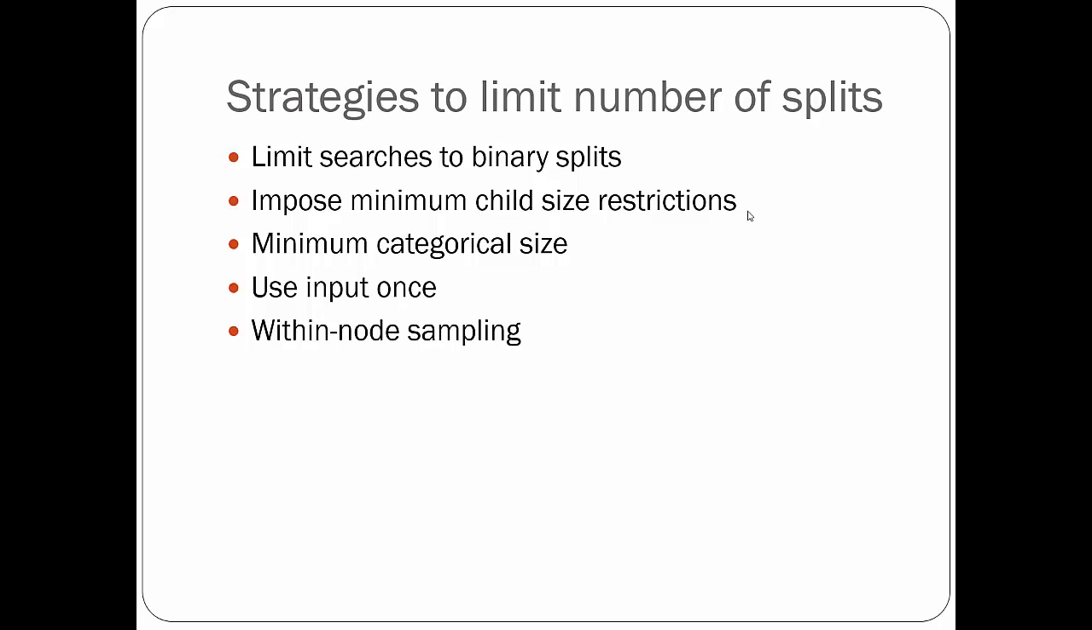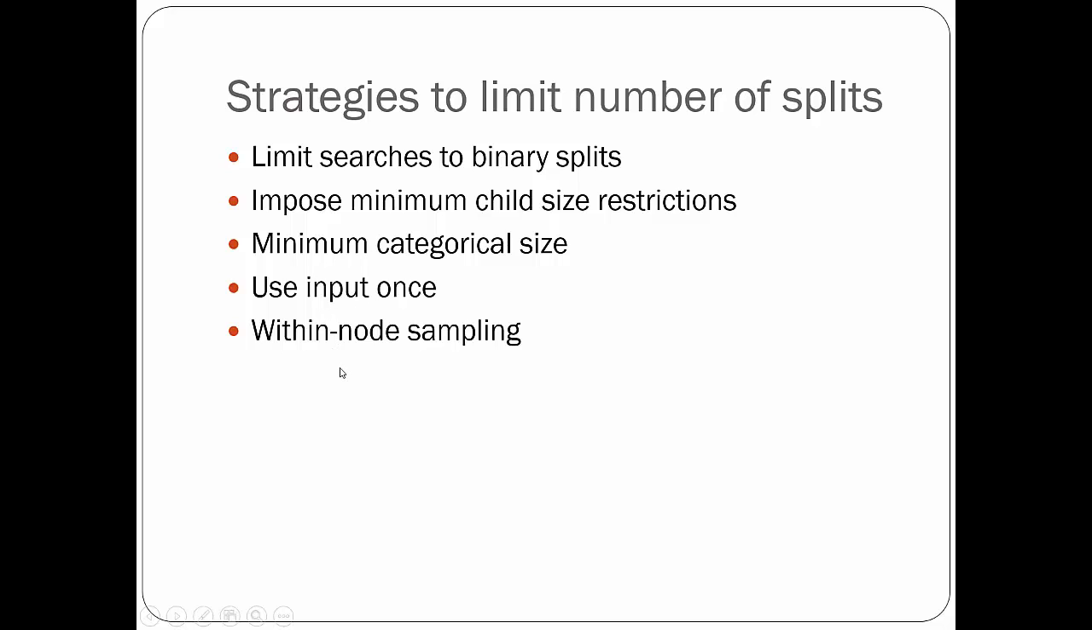One other option is to use input only once. A given predictor, once you use it in a tree, you don't use it again. That's not a good idea though, because you're limiting yourself in terms of modeling the signal in the data. This is something you should not do.